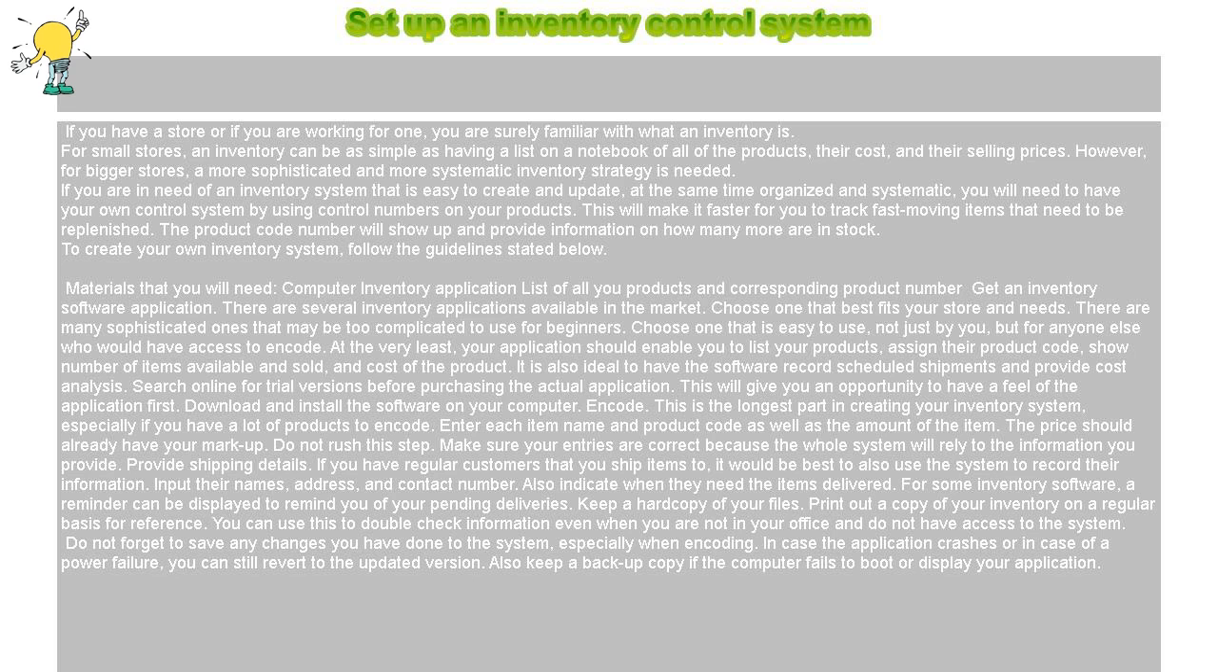Choose one that is easy to use, not just by you, but for anyone else who would have access to encode. At the very least, your application should enable you to list your products, assign their product code, show number of items available and sold, and cost of the product. It is also ideal to have the software record scheduled shipments and provide cost analysis.